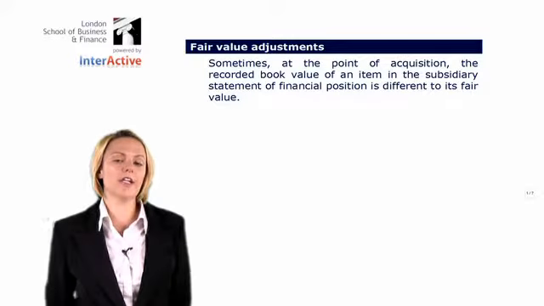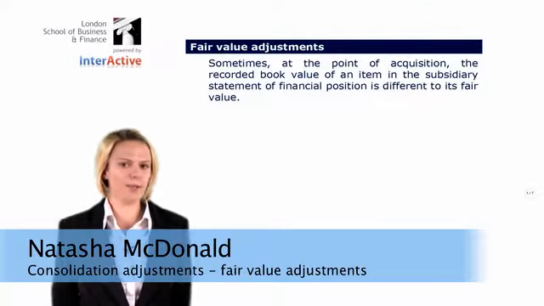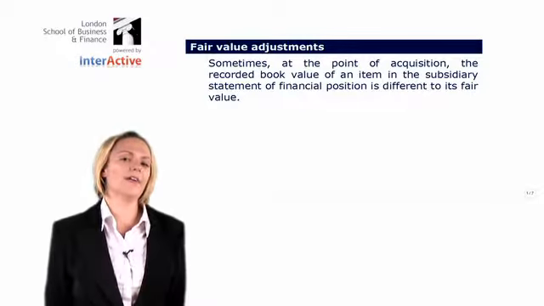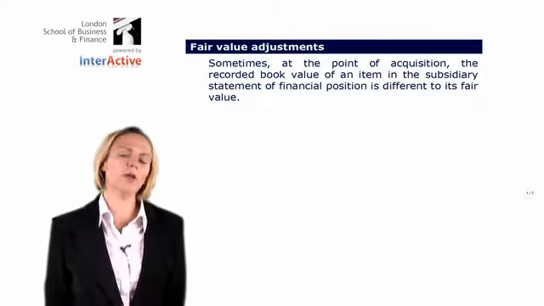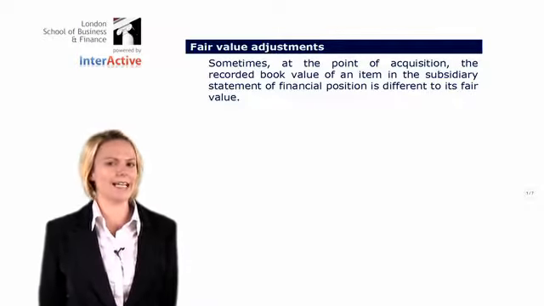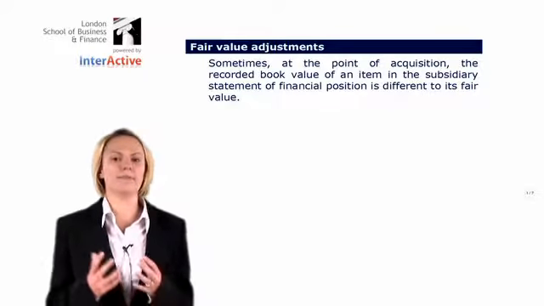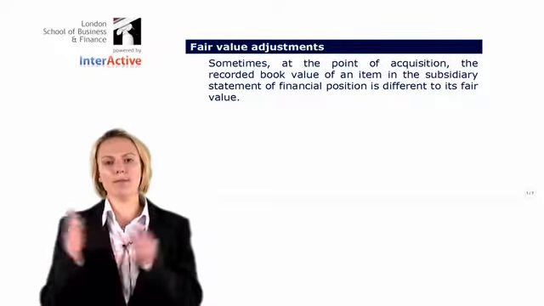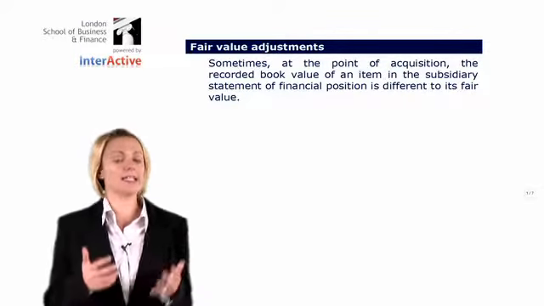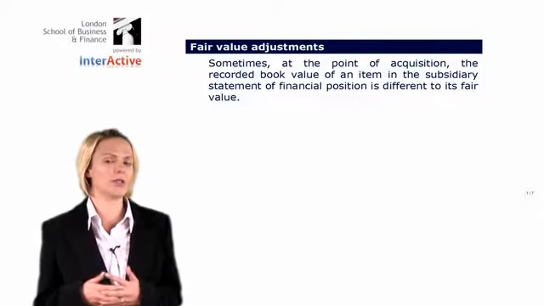Our final consolidation adjustment that we need to learn for F3 is what's known as a fair value adjustment. Now, when we look at the point of acquisition for a subsidiary, do you remember we have a look at the subsidiary's net assets at acquisition? Remember, net assets are assets minus liabilities, and we use the equity account as indicative of net assets because net assets equals equity or capital, just like we saw in incomplete records.